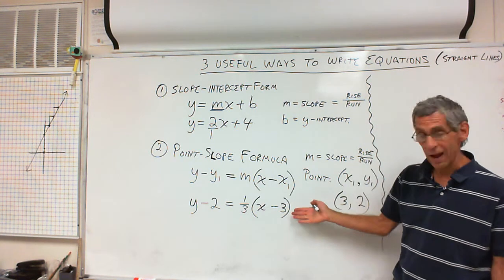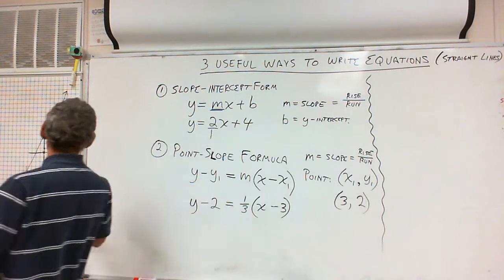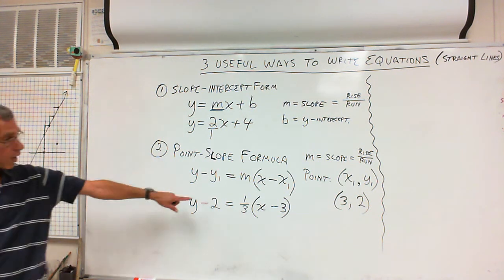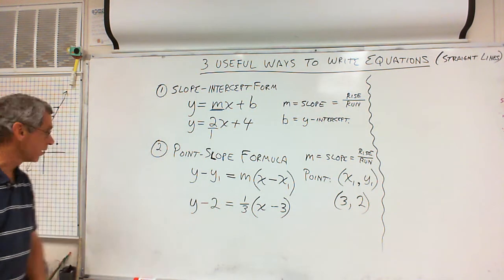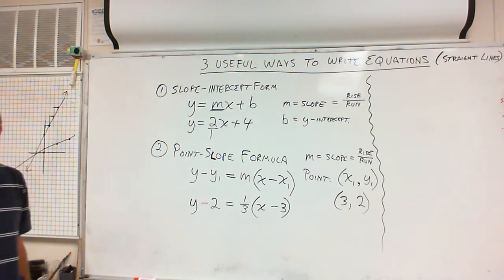So if I wanted to graph this, what's my point? 3, 2. I come over here, I go 3, 2, and I put my point, and then I'd use my slope, right? Which is rise 1, run 3. Rise 1, run 3. Boom. And I just graph from that line.